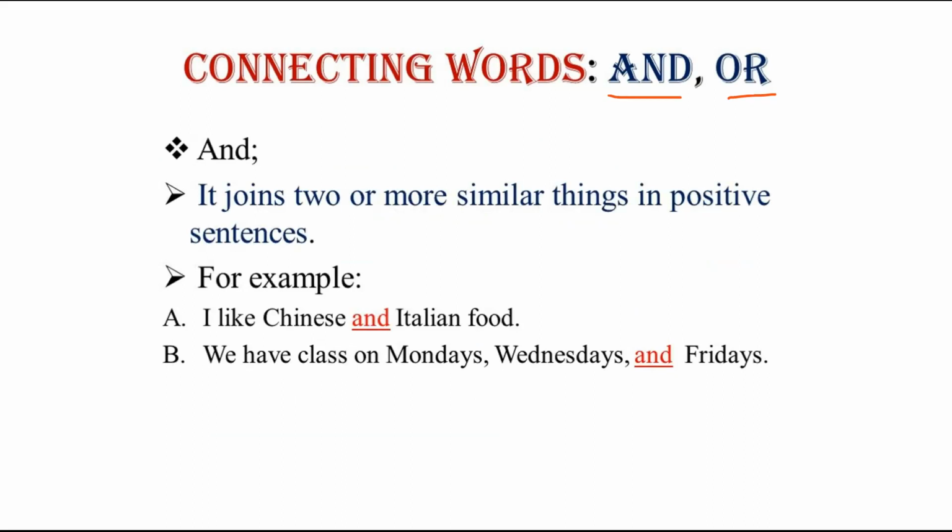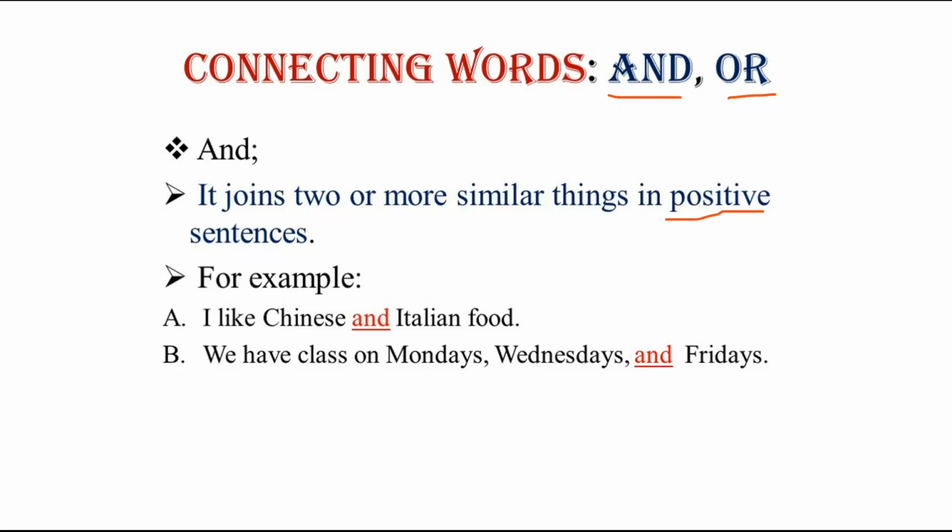Okay, first let's start with and. It joins two or more similar things in positive sentences. So obviously and is used with positive sentences. For example, I like Chinese and Italian food. We have class on Mondays, Wednesdays, and Fridays. When I say positive, I mean affirmative sentences. They are not negative. This is in a simple sentence.